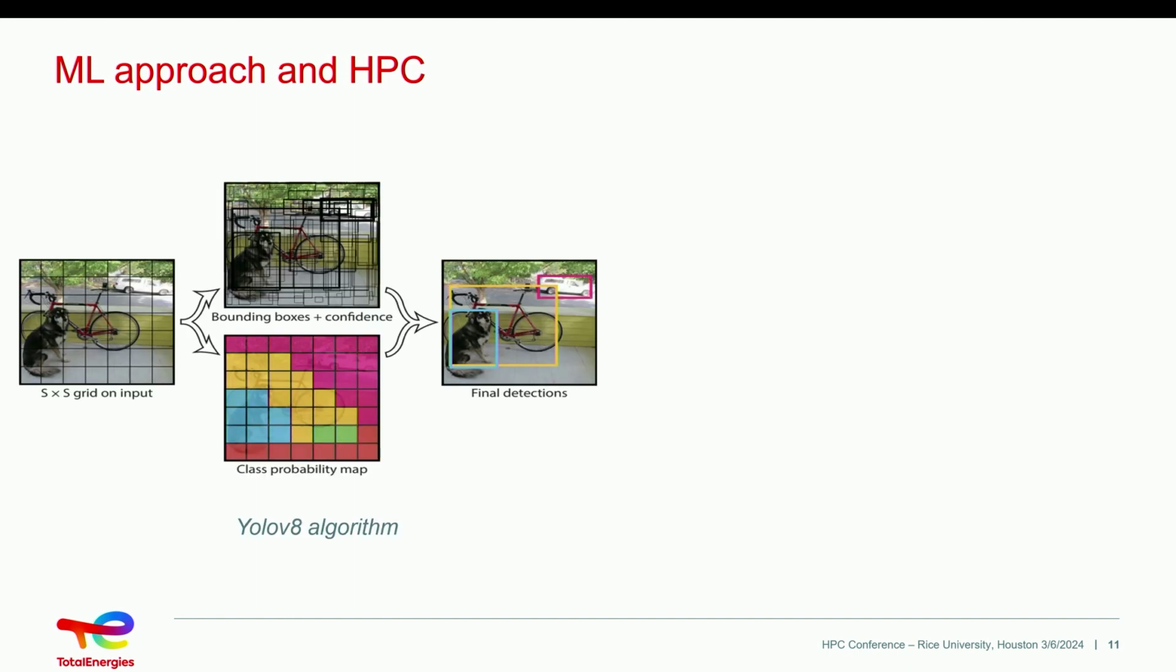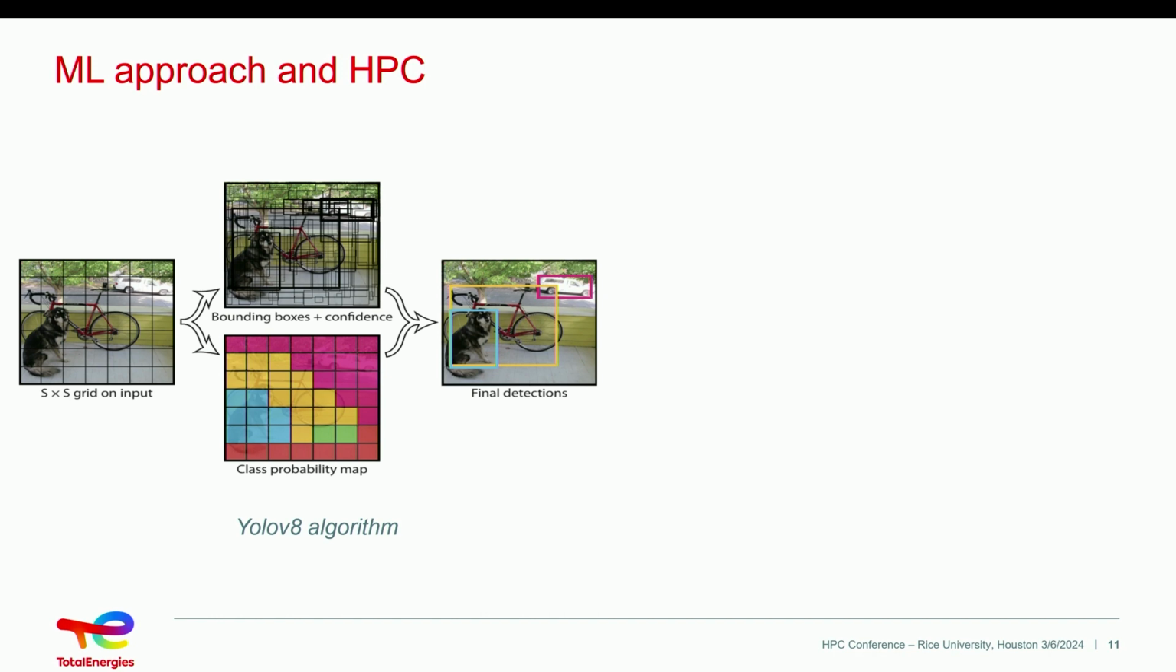Okay, so which machine learning approach did we choose for this project? We decided to go for the YOLO v8 algorithm. I don't want to go too much into the details of the algorithm, but I want to explain why we need HPC for that one. Basically, as YOLO says, you only look once. It will only do one step to figure out all the instance segmentation on the image.